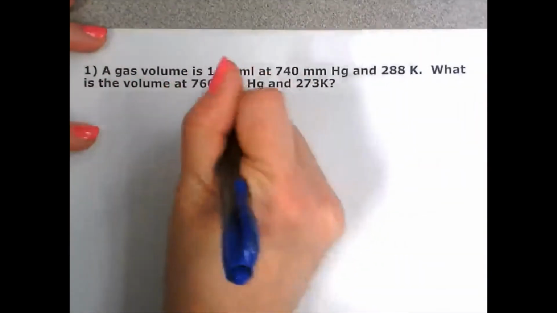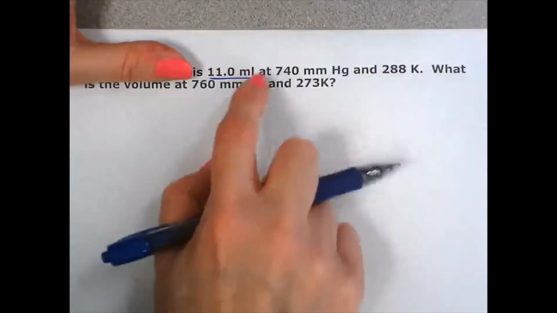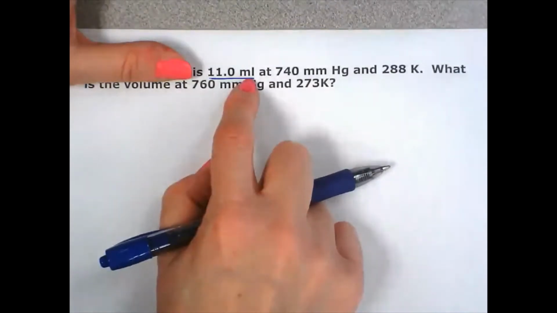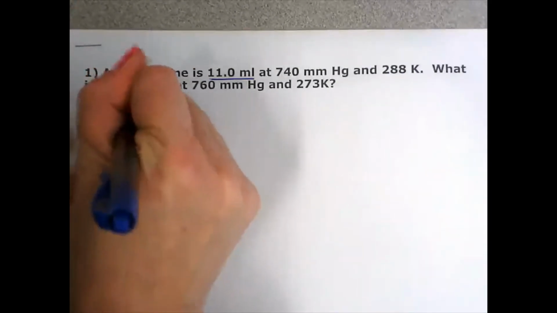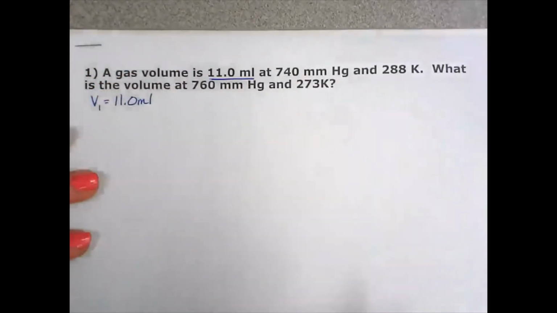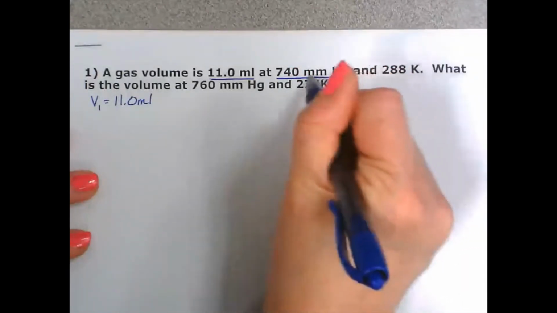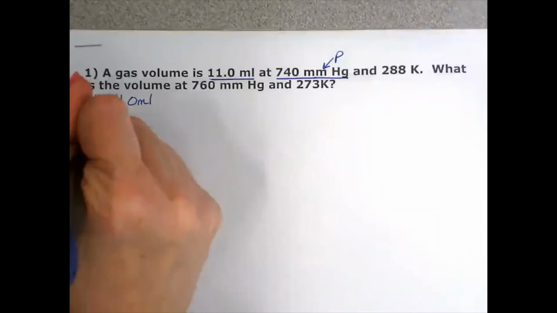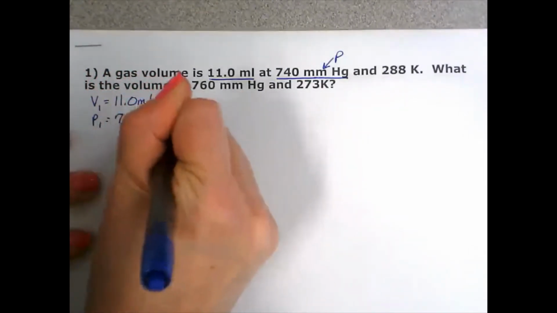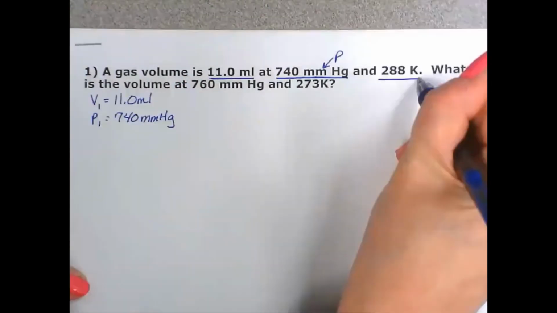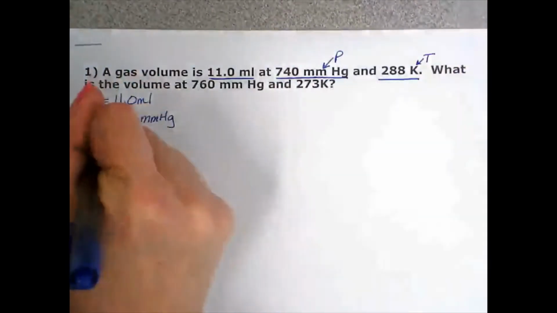So it says the gas volume is 11.0 milliliters. Even if that word wasn't there, we should be able to see the milliliters and know that that's a volume unit. So the first volume, V1, is 11.0 milliliters. And if we keep reading the question, we come to 740 mmHg. So we should identify that as being a pressure unit. So the first pressure is 740 mmHg. And we get to 288 K, and we should identify that as temperature.